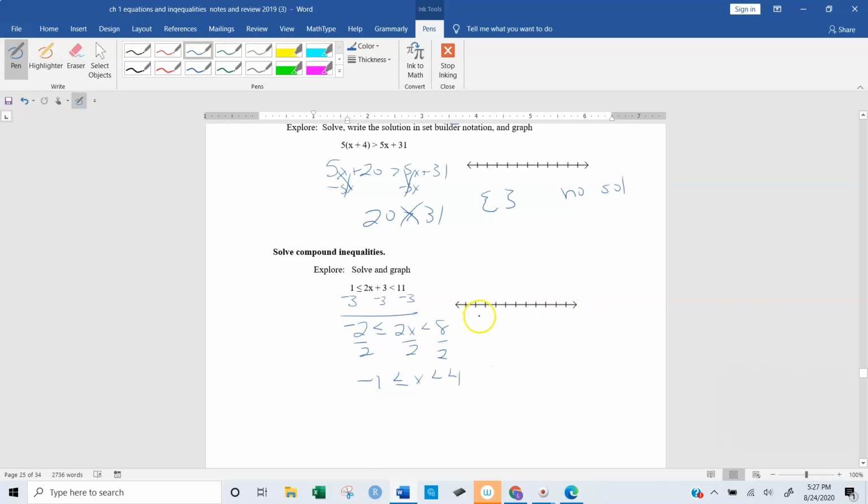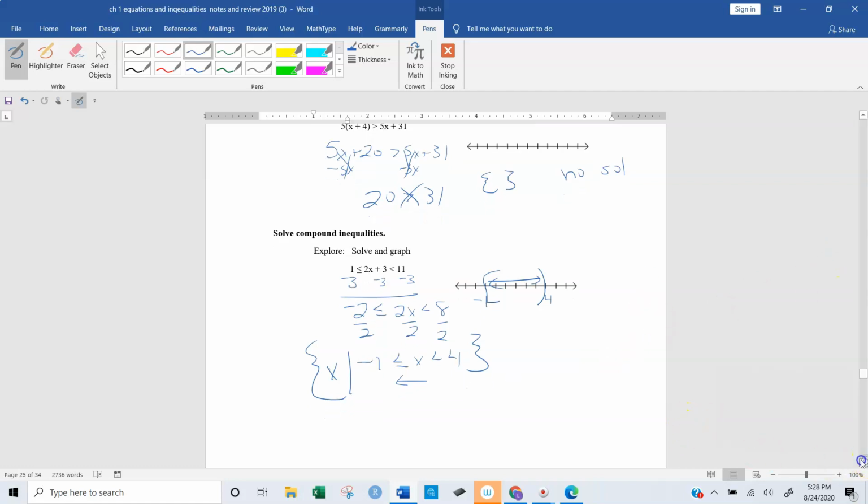Okay, when you're doing this one, -1 is here. It is inclusive because there's an equal sign. And if you read it this way, it's x is greater than. Then if we put a 4 here, that's not inclusive because there's no equal sign. So it looks like this. Your set builder notation is simply x such that -1 is less than or equal to x is less than 4. Nicely done.